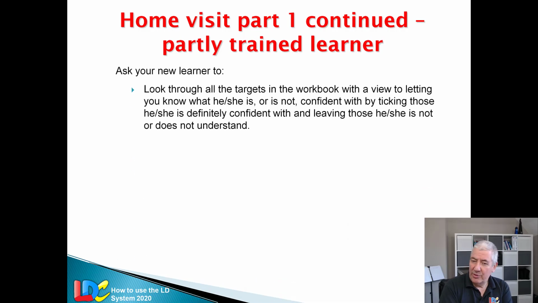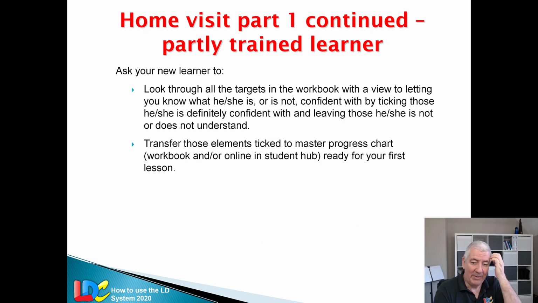So get your learner to look through all the targets with a view to letting you know what they are comfortable with or not, what they're confident about, and leaving those blank that they're not. Circles around anything that's a known bad habit. Transfer them to the master progress chart.